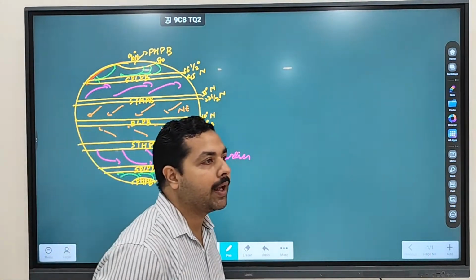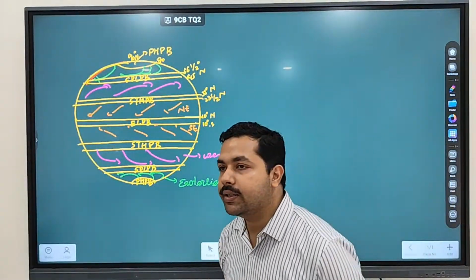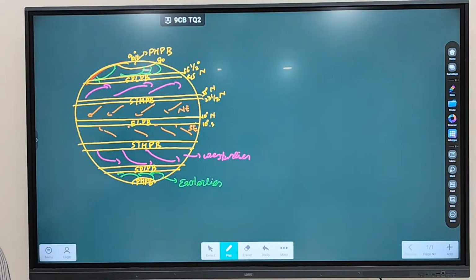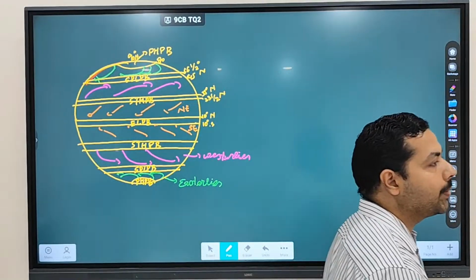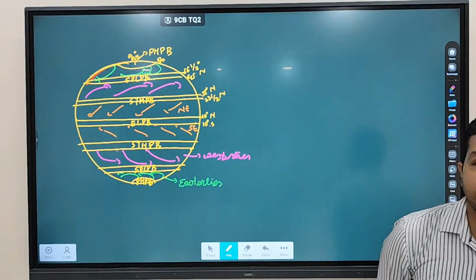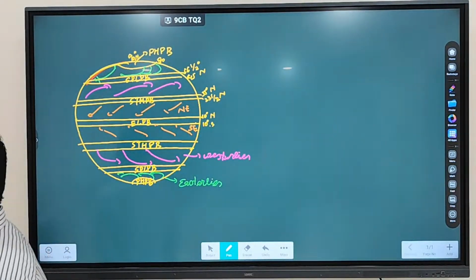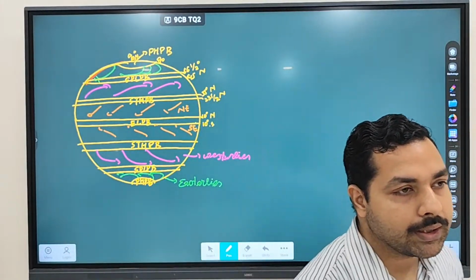Now, which type of lapse rate is highest? Dry adiabatic lapse rate, or environmental lapse rate, or wet adiabatic lapse rate? Dry adiabatic lapse rate is highest, followed by environmental lapse rate, then followed by wet adiabatic lapse rate.